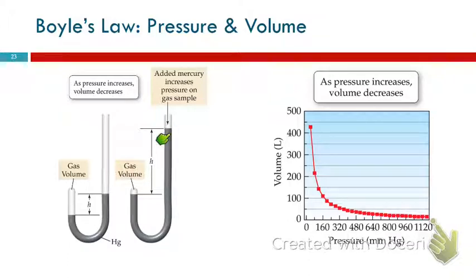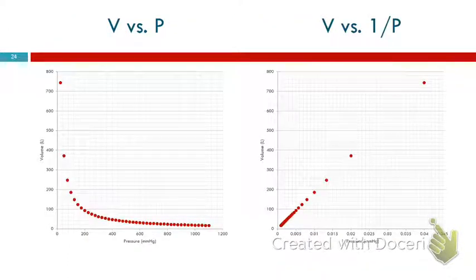What he found was if you add a bunch of mercury here, that's going to squish this gas even more. And now we see that the difference is larger. The gas volume is smaller, and the pressure difference is larger. So you take this data and you graph it. So the volume of the gas here against the pressure. When the volume is large, the pressure is low, and as the pressure is increased, the volume gets smaller and smaller.